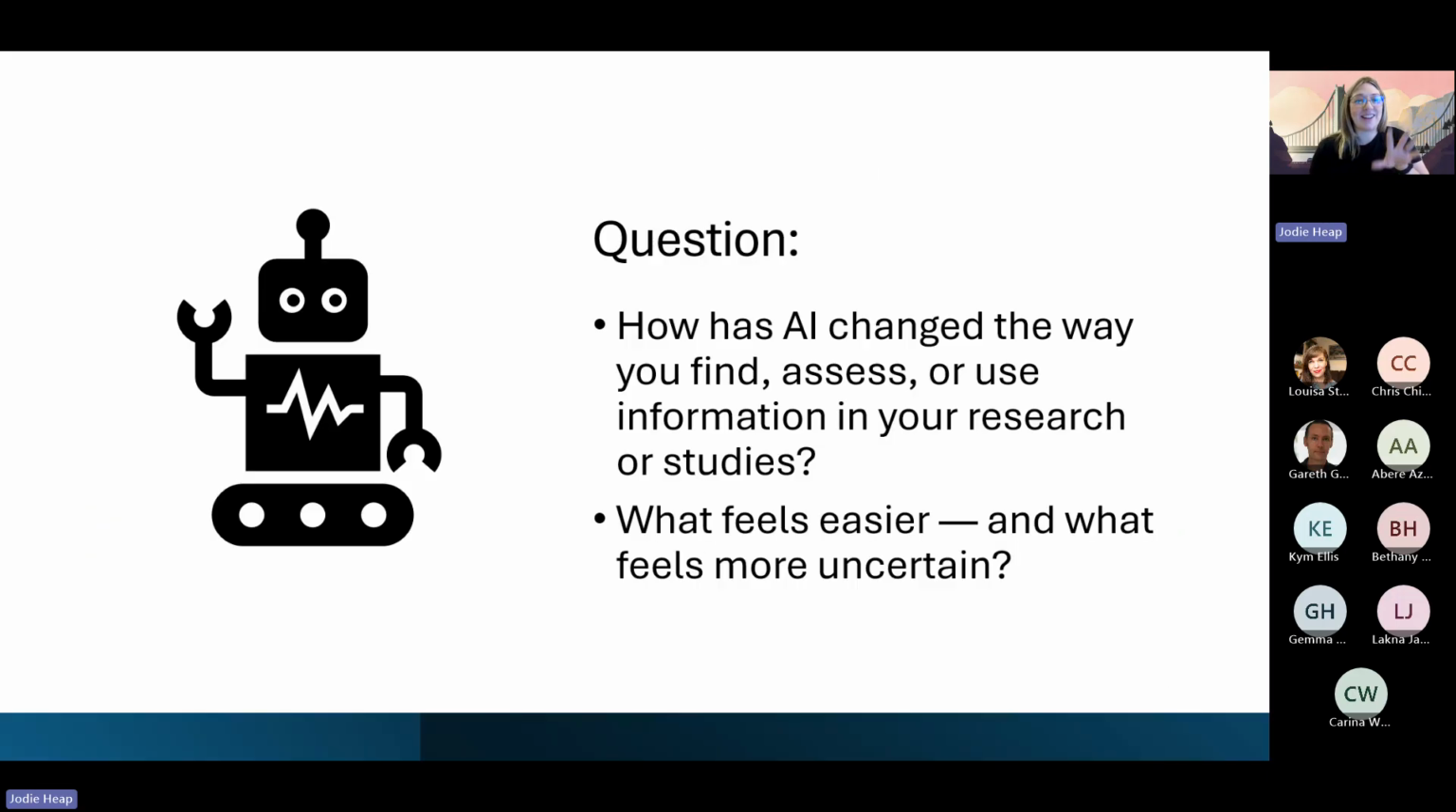Okay. Again, this is the last question, and I am going to take about 3 or 4 minutes for everyone to have a think about this. And again, if you feel comfortable, pop an answer in the chat: how has AI changed the way that you find, assess, or use information in your research and studies? And what feels easier and what feels more uncertain with that? So I'll give us 3 minutes, so that'll be 10:52. I'll just hang out here, but take a minute to think about how information access has changed for you.